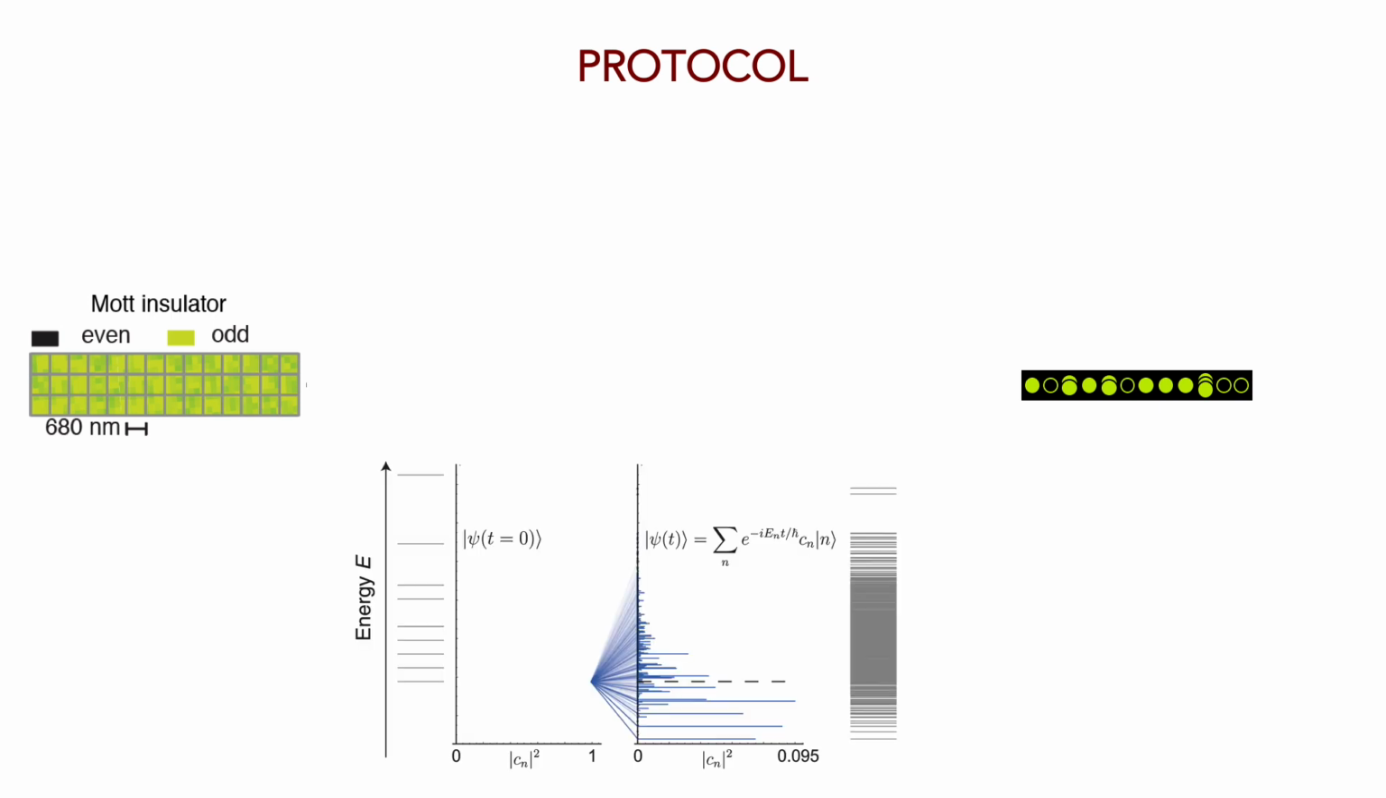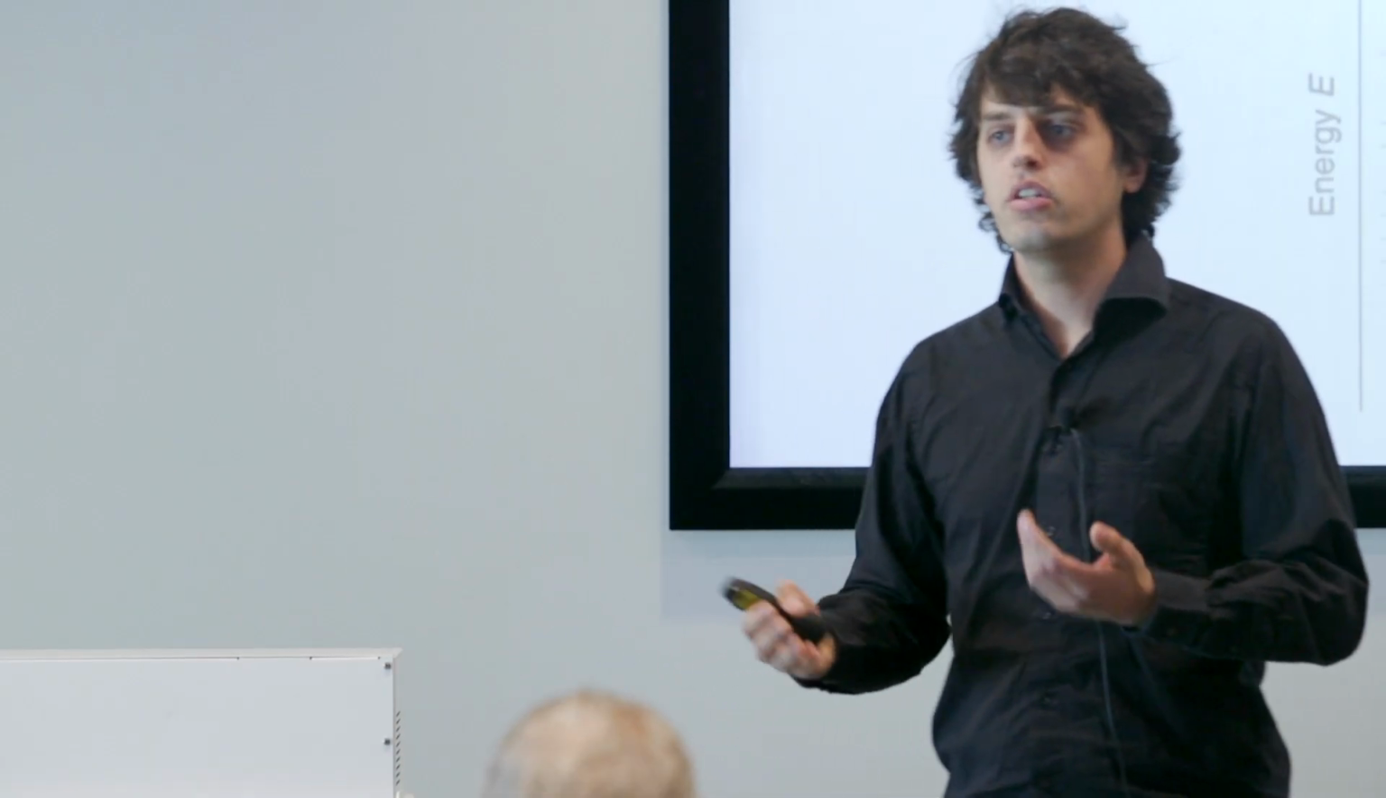Then the next step is that we quench on a certain Hamiltonian. Up to this point, the system has been static, and we've just initialized it. Now we start the evolution under a certain Hamiltonian. This could be the Bose-Hubbard model, or it could also be another Hamiltonian. And then after a certain time t, we stop the evolution, and we take a picture of the quantum state.